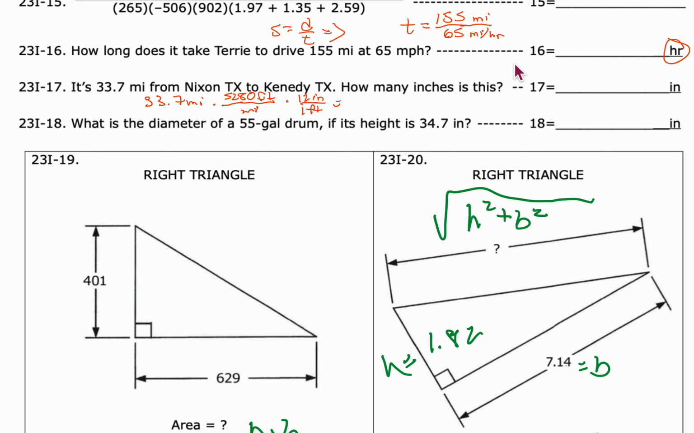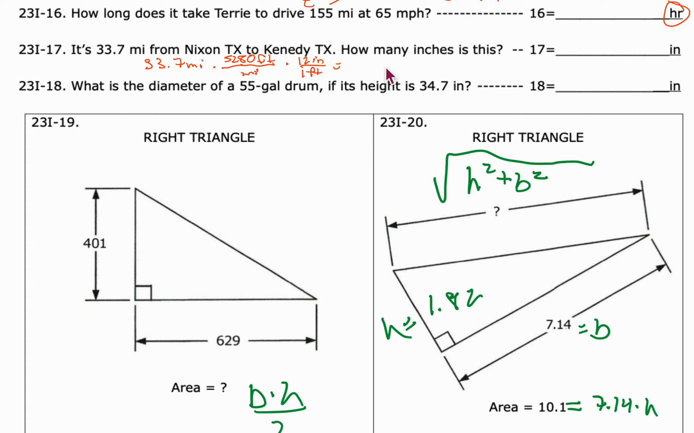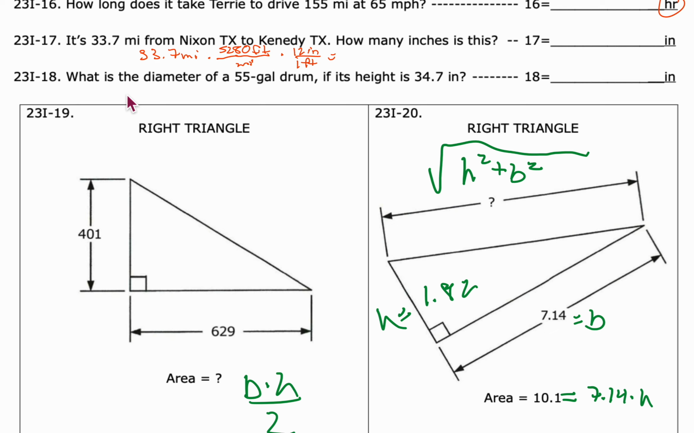All right, let's go ahead and look at 17. It's 33.7 miles from Nixon, Texas to Kennedy, Texas. How many inches is this? Nice straightforward conversion, 33.7 miles. Don't forget, 1 mile has 5,280 feet, and every foot is going to have 12 inches. Multiply 3 straight through.